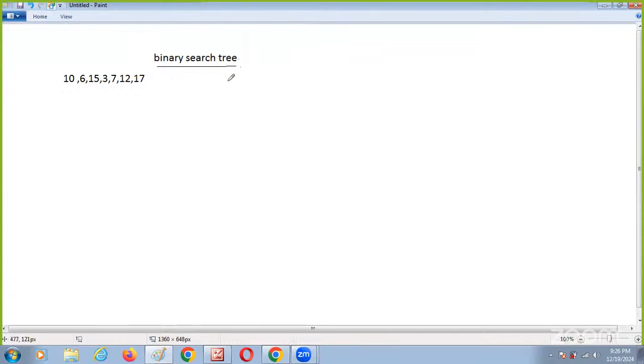When we are storing the elements, the root element is there, and the left hand side element should be lesser than the root element, and if you are making a right chain, then it should be greater than the root node. That is the condition you have to follow while building a binary search tree.